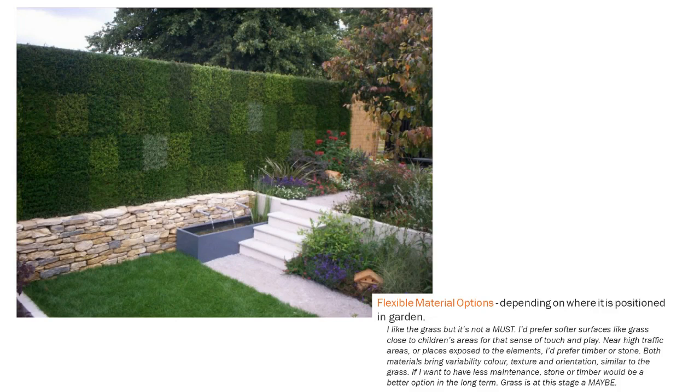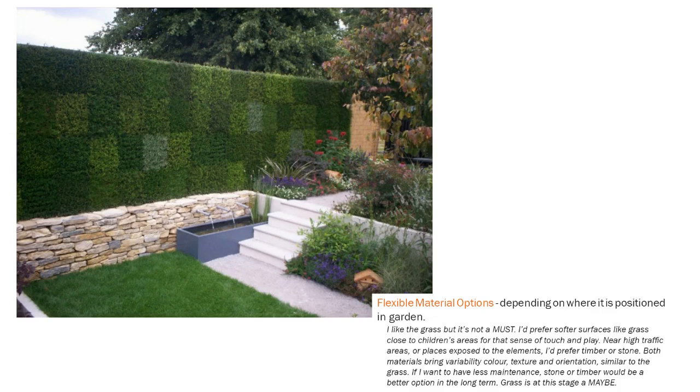Both stone and timber bring variability in colour, texture and orientation, which is the direction you lay the material, up, down, left, right or diagonal, similar to the grass. If I want to have less maintenance, stone or timber would be a better option in the long term. So grass at this stage is a maybe for me.